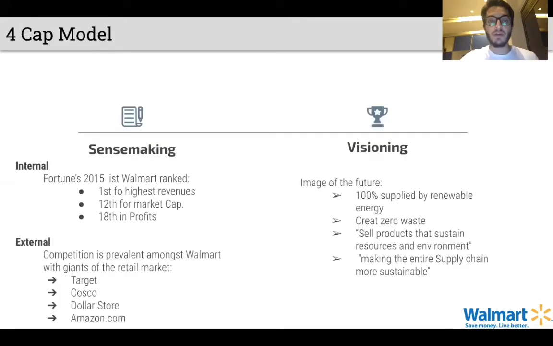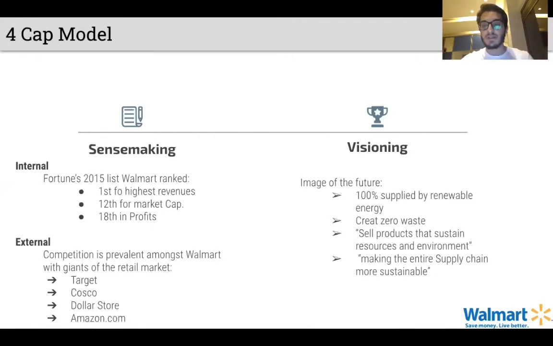So moving forward, I want to talk about the 4CAP model. To start with, I'm going to talk about sense making on the left side. As we can see, internally, Walmart was listed on Fortune's 2015 list as first in highest revenues, 12th in market cap, and 18th in profits. On the external side, as I mentioned before, they have a lot of different competition, and they're very giant retail competitors like Target, Costco, Dollar Store, and Amazon.com, of course, in the online section. And envisioning, this is how Walmart imagined themselves to look in the future.